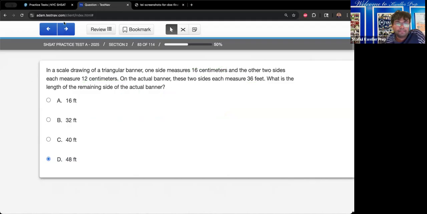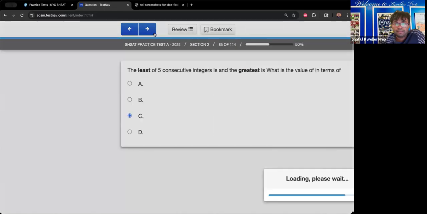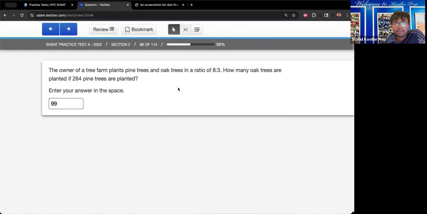Yeah. And someone said, how do I know? Someone had a question on this too. How do I know what goes on the top and the bottom? It doesn't really matter. It depends on how you set it up. I put pine trees to oak trees, so it's 8 over 3. If I wanted to do oak to pine, it would be 3 over 8.